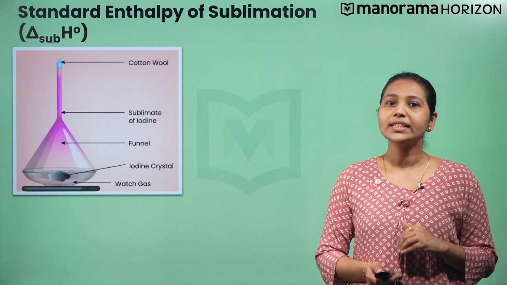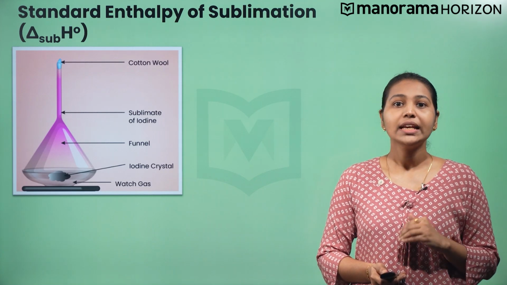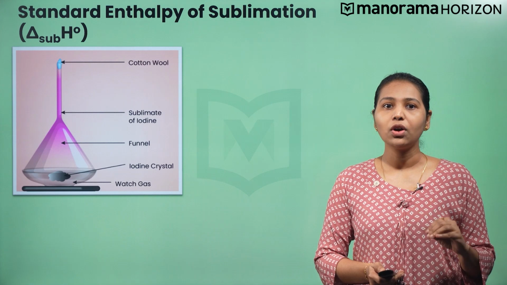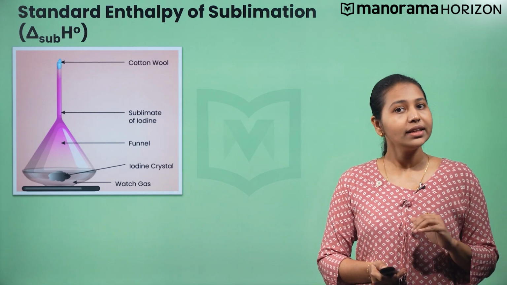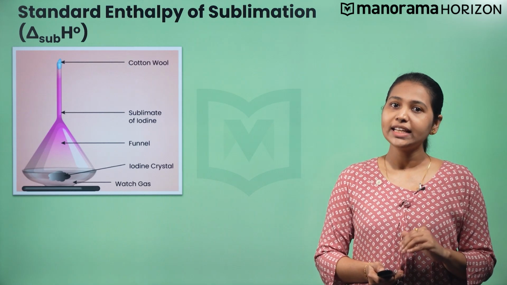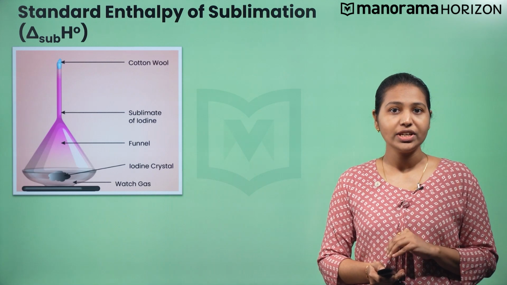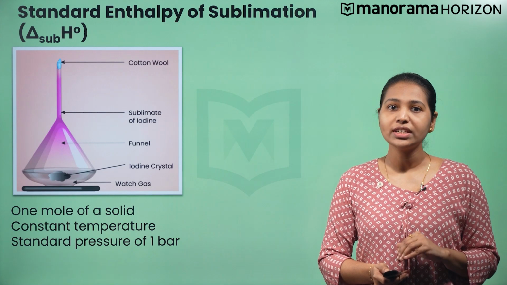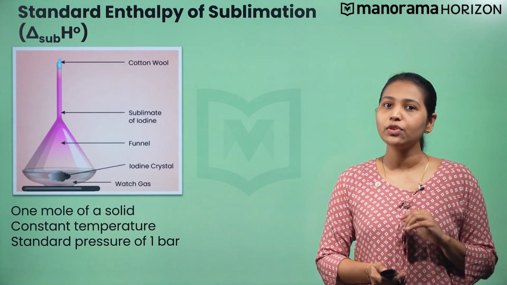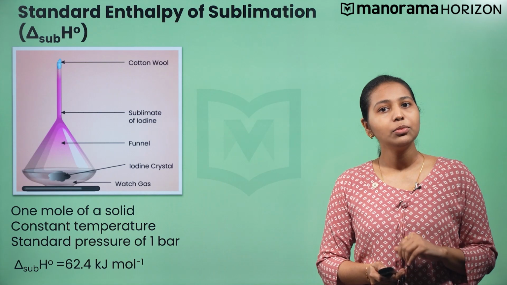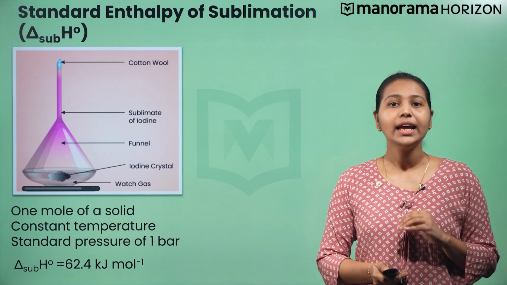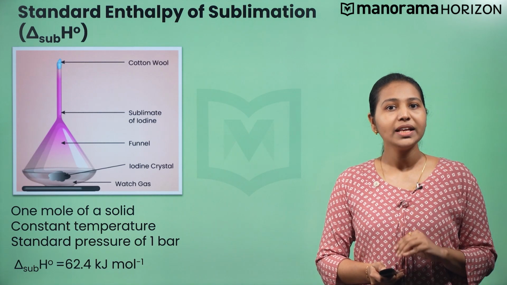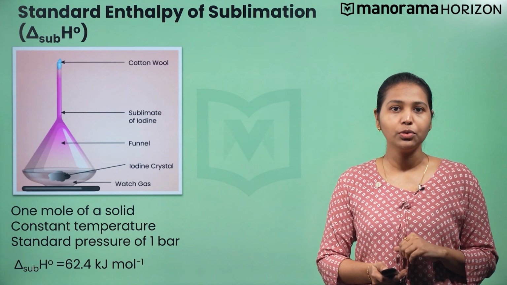Next, let us understand the standard enthalpy of sublimation. Sublimation is a direct conversion of solid into its gaseous form. The standard enthalpy of sublimation or molar enthalpy of sublimation is an enthalpy change when 1 mole of a solid substance sublimes at a constant temperature and under standard pressure of 1 bar. For example, the molar enthalpy of sublimation of iodine at 273 Kelvin is plus 62.4 kilojoules per mole.